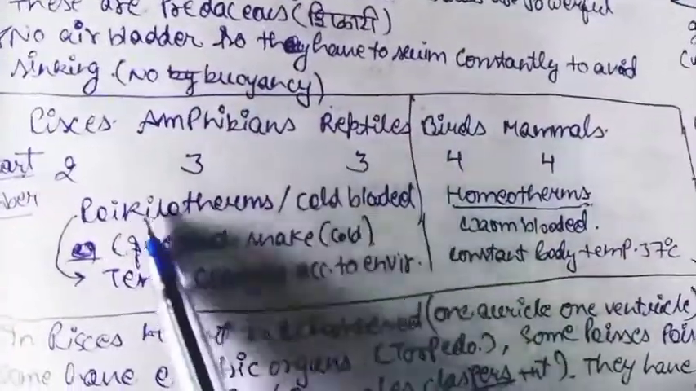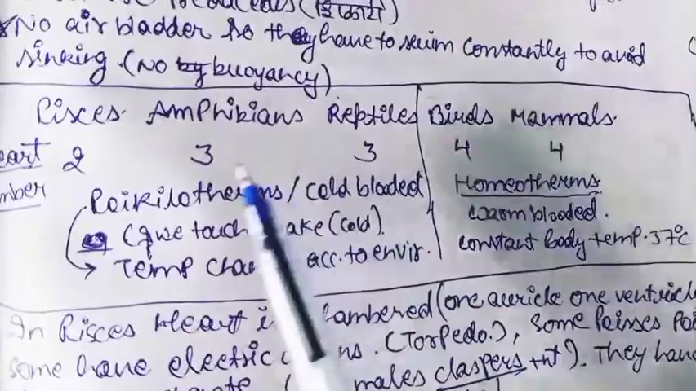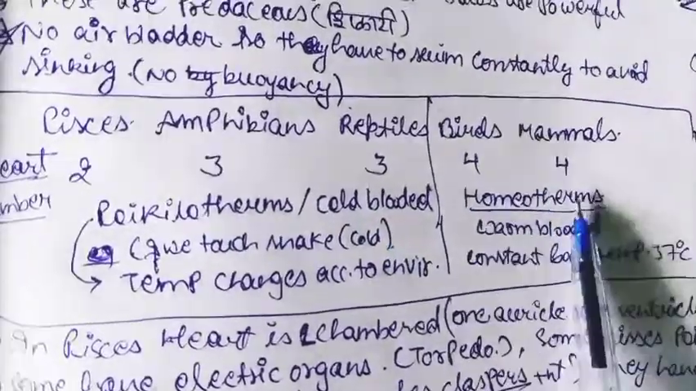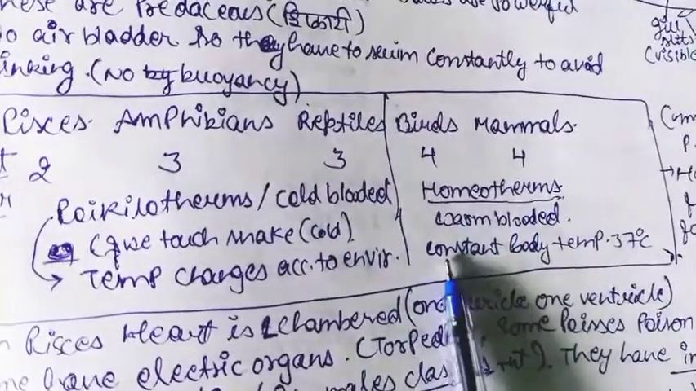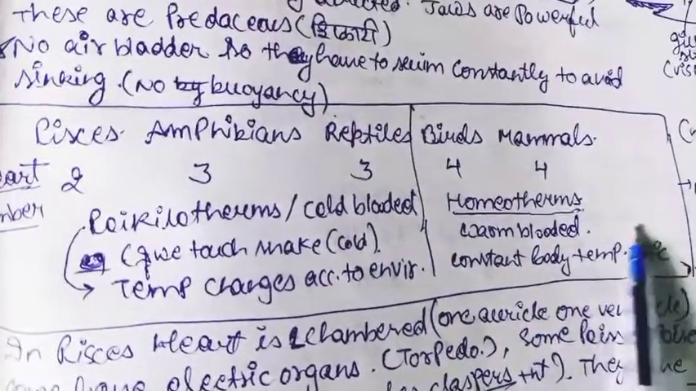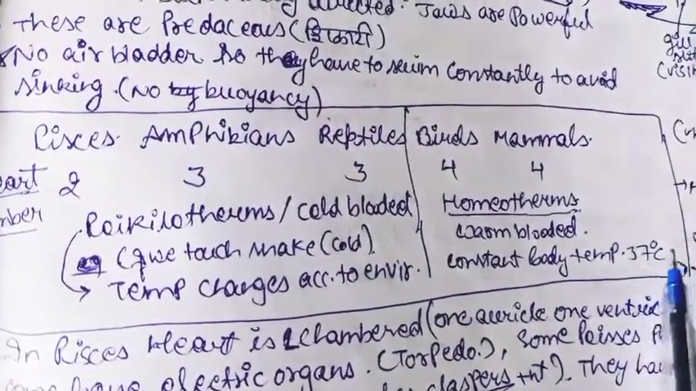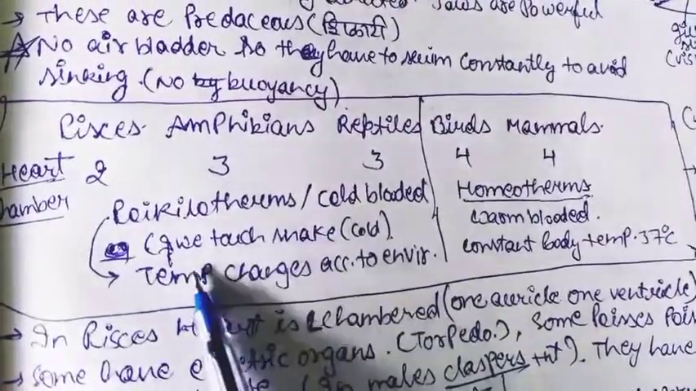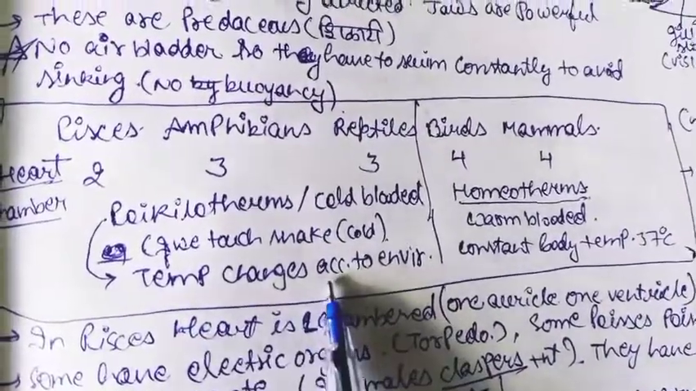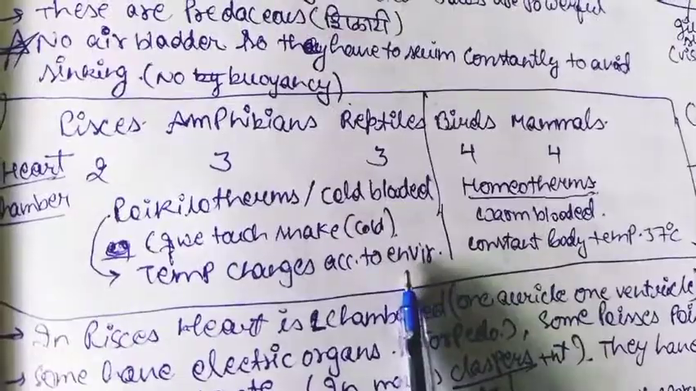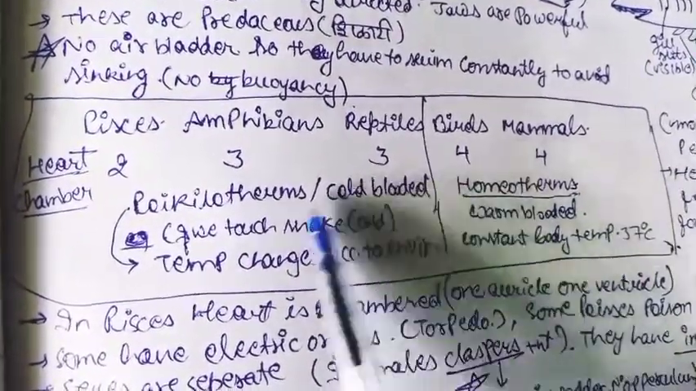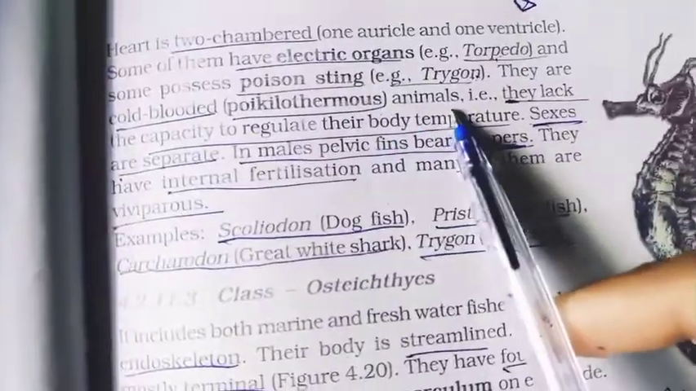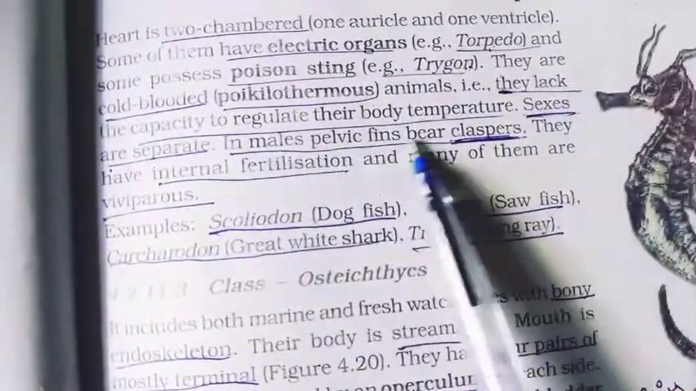They are cold blooded animals, poikilothermous animals. There are two terms, poikilotherms and homeotherms. Poikilotherms are cold blooded, and homeotherms are warm blooded. Homeotherms have a constant body temperature, like humans have 37 degrees Celsius. Poikilotherms' body temperature changes according to the environment. Homeotherms are only birds and mammals, and except birds and mammals all are poikilotherms, lacking the capacity to regulate their body temperature.